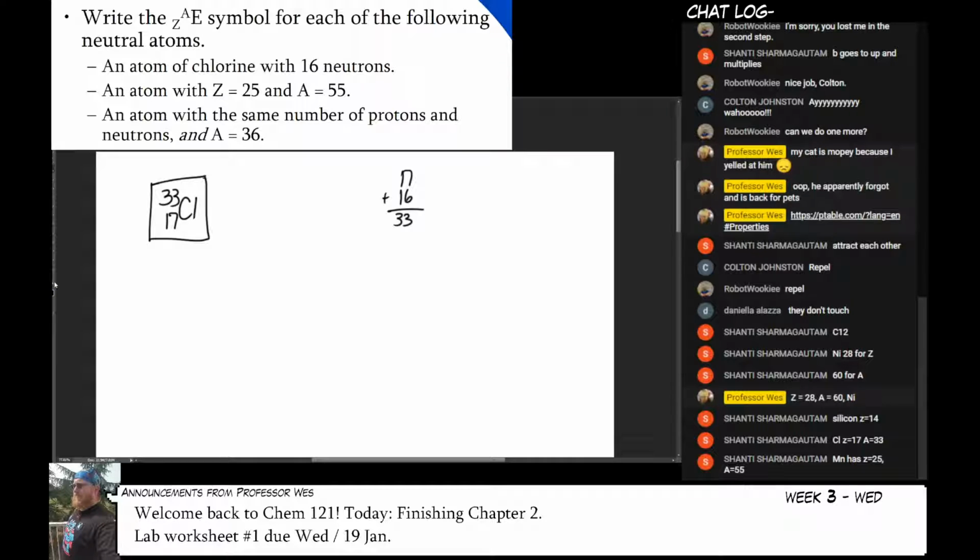All right, an atom with Z equals 25 and A equals 55. Well, if Z is 25, I just write that down. And if A is 55, I just write that down too. I don't need to worry about anything other than that, yeah?